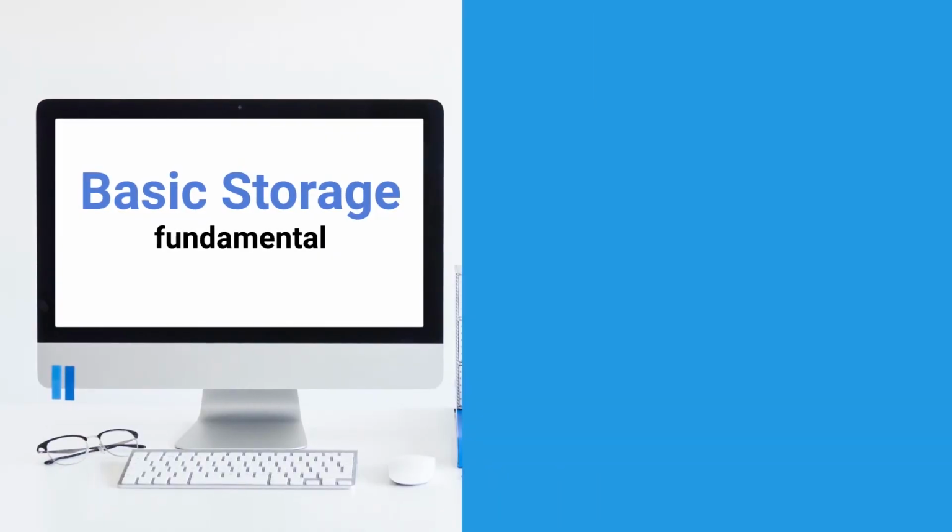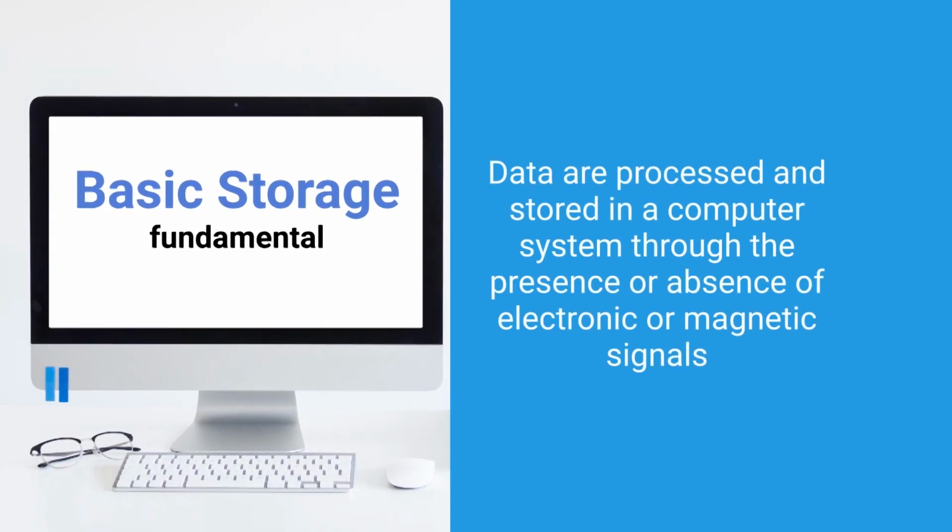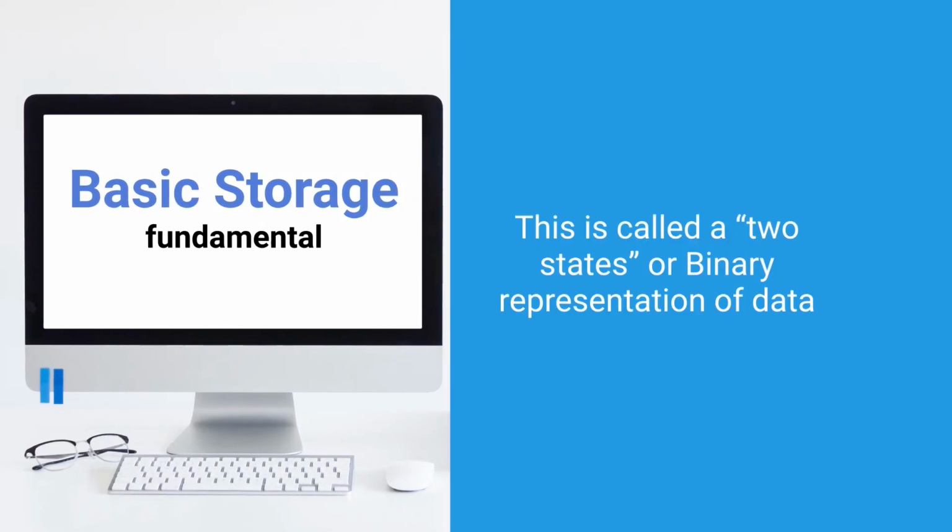As we discussed, the main memory is the one which keeps the data in terms of information or in terms of program. Now, whenever we talk about the processing of this data, they are stored in the computer system through the presence or absence of electronic or magnetic signals. Basically, these are like any switch we have for on and off. Similarly, we have these devices storing this information in two states, that is the binary representation of data.